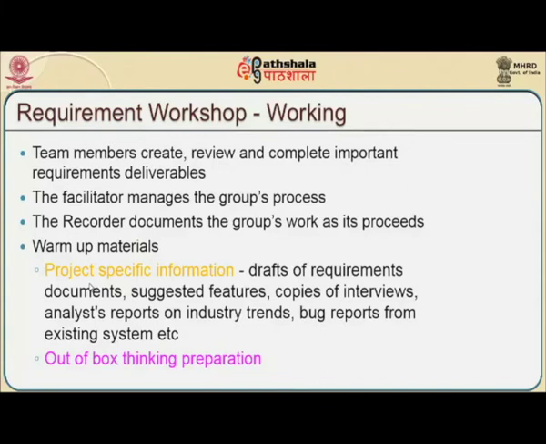The entire group's work is recorded as it proceeds, and there will be some warm-up materials like project specific information, which will be drafts of requirement documents, suggested features, copies of interviews, analysis reports on industry trends, bug reports and existing systems. There can also be a working model which will prompt out-of-the-box thinking preparation. Somebody can come out with a totally different perception of the problem, and that can also be popped out during the phase of the workshop.